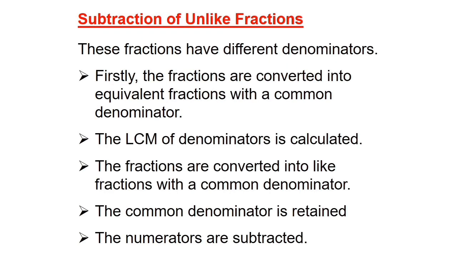Subtraction of unlike fractions. These fractions have different denominators, so we solve them firstly. The fractions are converted into equivalent fractions with a common denominator. The LCM of the denominators is calculated. The fractions are converted into like fractions with a common denominator. The common denominator is retained, then the numerators are subtracted.